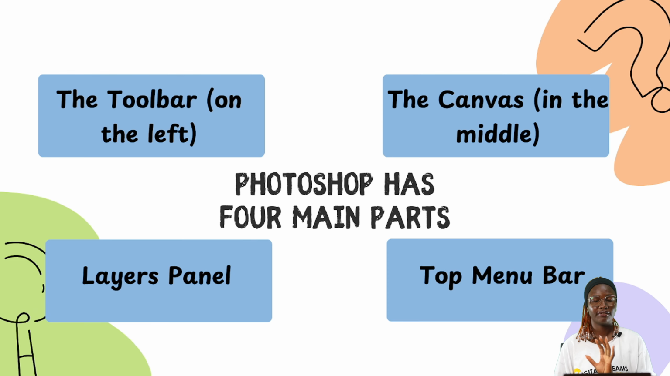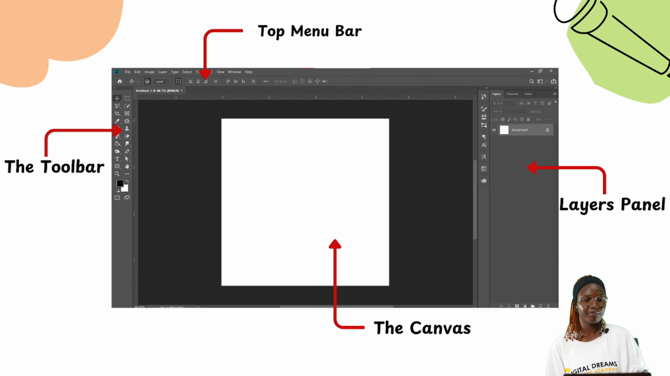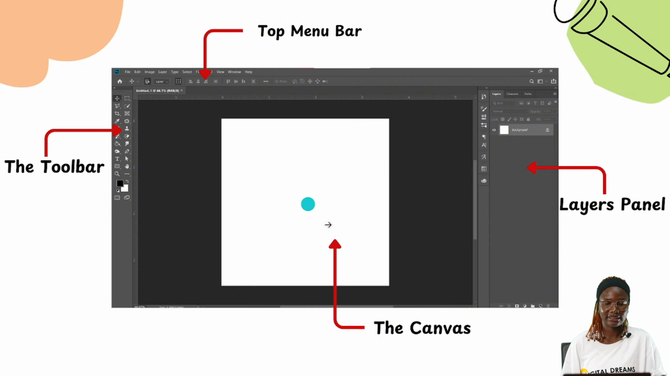So Photoshop has four main parts. Okay, they have the toolbar, which is at the left hand side. Then they have the canvas, which is in the middle. They have the layer panel, which is usually at the right hand side, and then they have the menu bar, which is usually at the top. Okay, so this is the interface. This is how it looks like. So this is the toolbar. This is the top menu bar. This is our canvas where we design, and this is our layer panel.